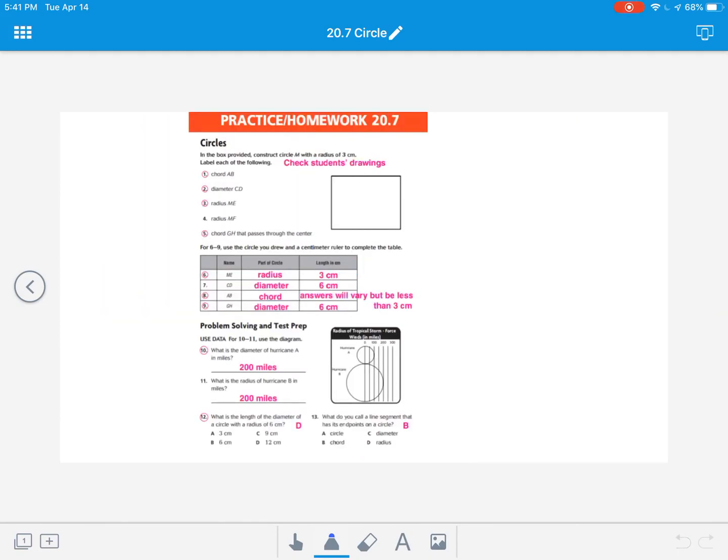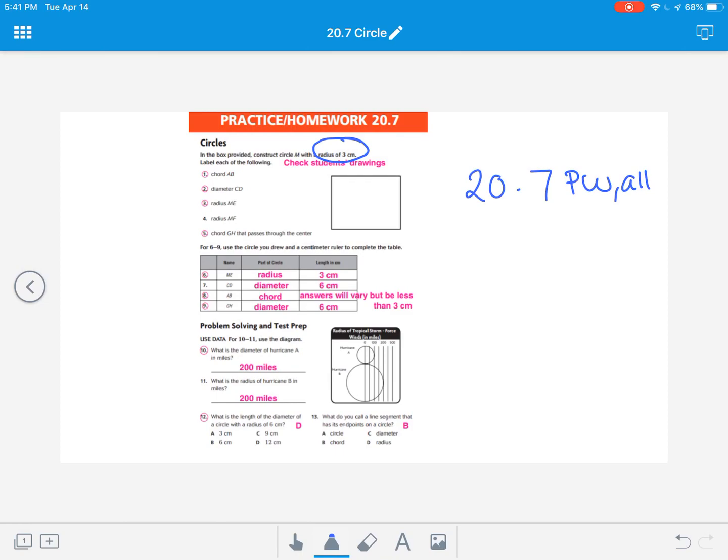All right. Well, thank you so much for working with me today. This is your assignment for today. You're going to work on lesson 20.7 PW. You're going to solve all of it. I would like you to make sure that you are drawing a circle as nice and neatly as you can. You'll notice that in the directions, it asks you to draw a circle with a radius of 3 centimeters.